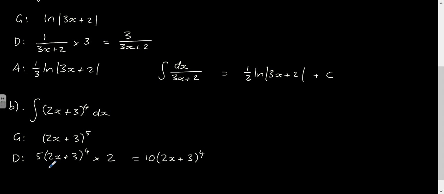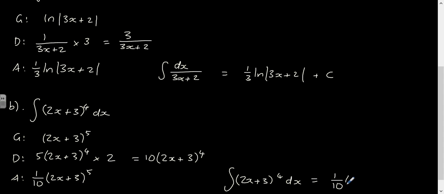So now we make our adjustment. We wanted 1 times 2x plus 3 to the power of 4, and we had 10 lots of 2x plus 3 to the power of 4. So we're going to have to go back and adjust by a factor of 10. That means our answer for the integral of 2x plus 3 to the 4 is 1 over 10 times 2x plus 3 to the power of 5, plus c.